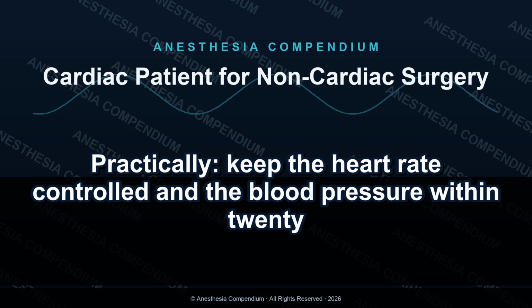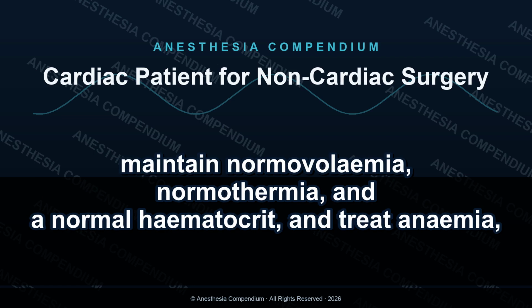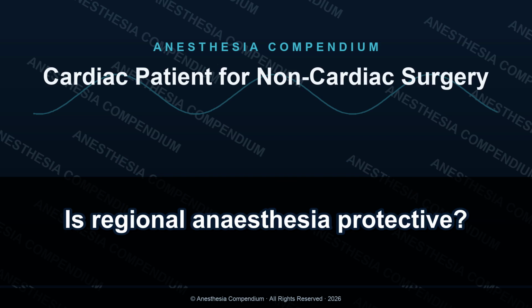Practically, keep the heart rate controlled and the blood pressure within 20% of baseline, avoid both hypotension and hypertensive surges, maintain normovolemia, normothermia and a normal hematocrit, and treat anemia, pain and light anesthesia, all of which drive myocardial oxygen demand. Is regional anesthesia protective?